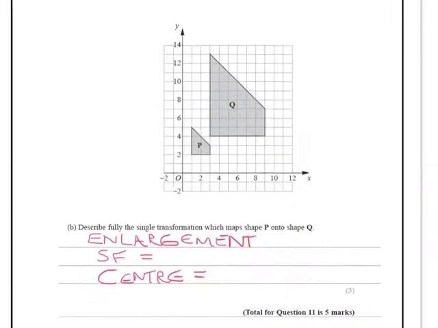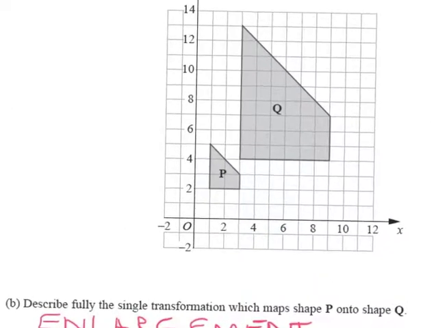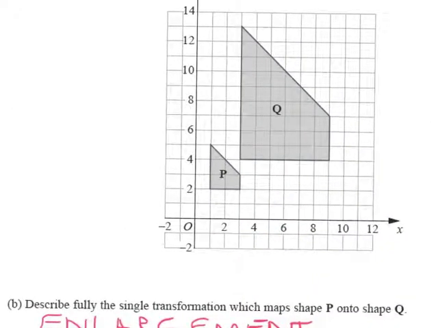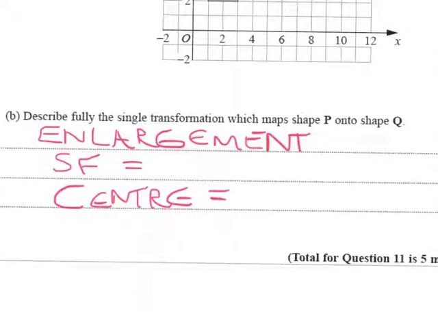Well, if we look at the size of this shape, we can see that P is 3 squares high, and we can see that Q is 9 squares high. Well, that means the sides of P have been multiplied by 3. So the scale factor is 3.